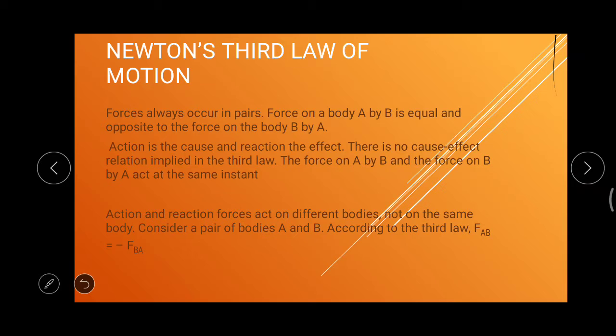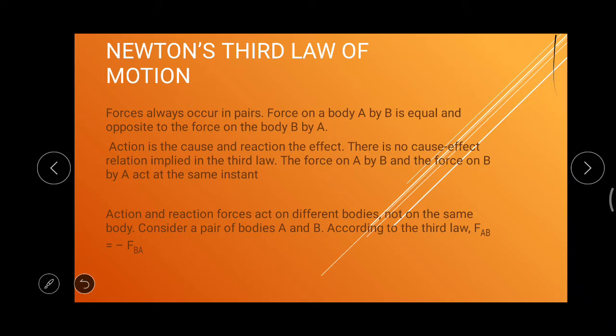The statement for Newton's third law of motion is that to every action there will always be an equal and opposite reaction. That is the statement for Newton's third law. So for every action there is an equal and opposite reaction, where the action means a force. So for every force there will be an equal and opposite force.